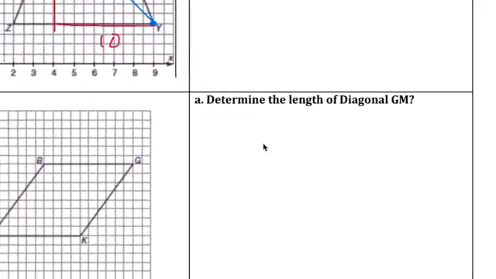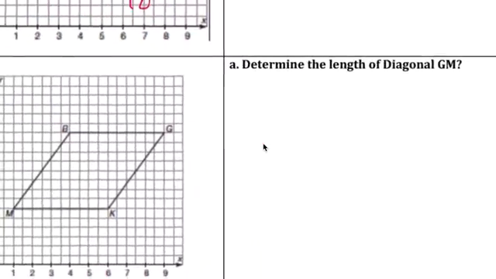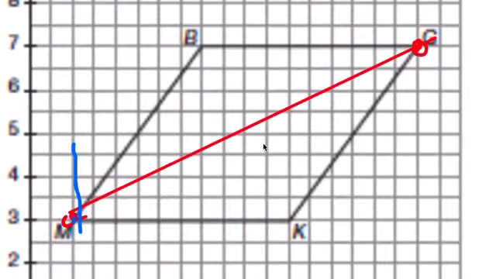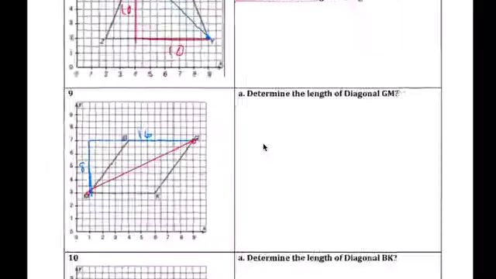This is determine the length of GM. G to M. The line is going up, so you're going to count up. Up 2, 4, 6, 8, up 8, over 2, 4, 6, 8, 10, 12, 14, 16.